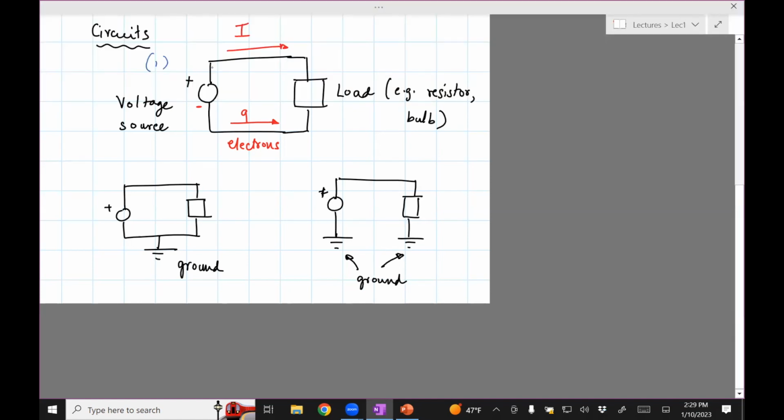So 1, 2, 3 are all equivalent. The same thing, drawn differently. Okay. Questions?